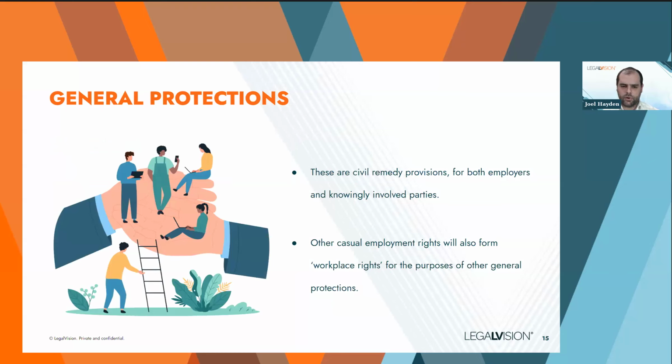And like the rest of the general protections, both of these new protections are civil remedy provisions. And so where an employer contravenes them, penalties under the Fair Work Act can be ordered against the employer as well as knowingly involved parties, and that could be decision makers within the employer. These provisions are very similar to the sham contracting provisions under the Fair Work Act, and are clearly intended to preserve permanent employment for employees already in those roles.